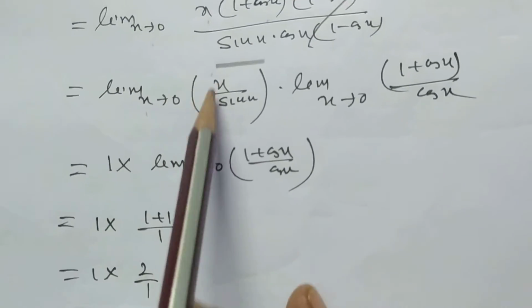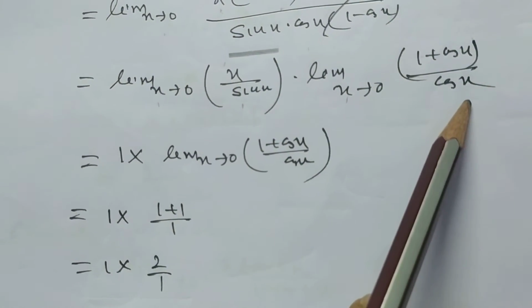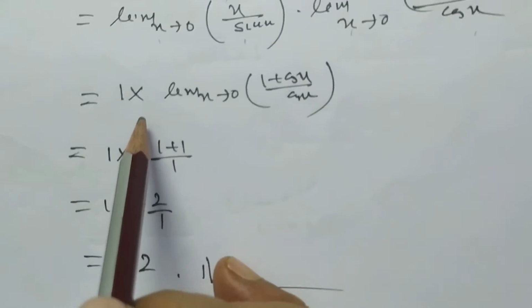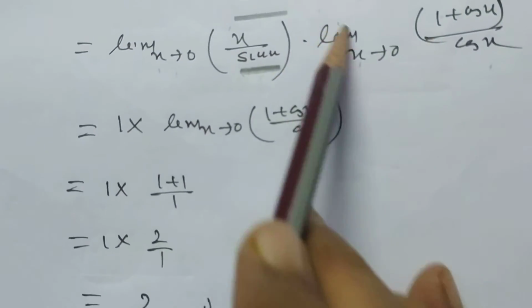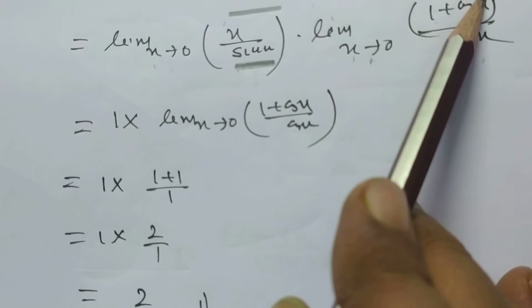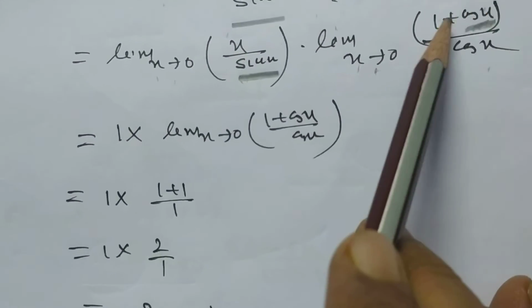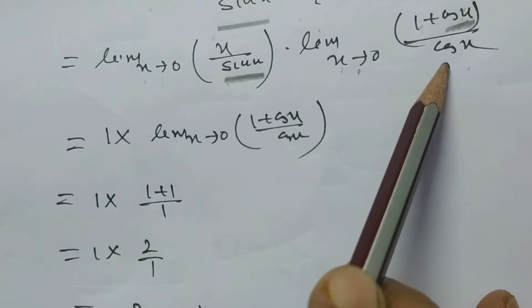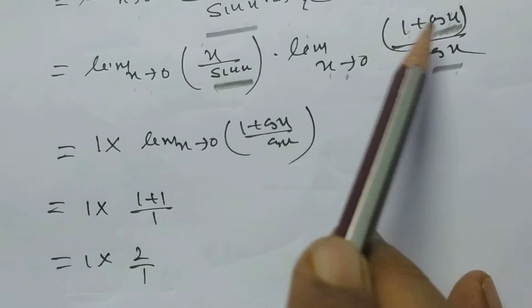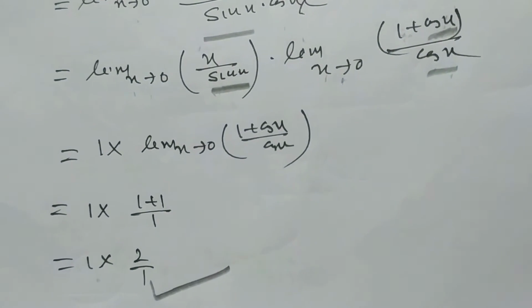Limit x tends to 0, x by sin x. Limit x tends to 0, 1 plus cos x by cos x. So, my dear student, the value of limit x tends to 0, x by sin x is 1. And the value of limit x tends to 0, 1 plus cos x is, the limit x tends to 0, cos x is equal to 1. That is 1 plus 1, 2. Limit x tends to 0, cos x is equal to 1. So, it will be 1. So, 2 by 1. So, finally, we have 1 into 2 by 1, and that is 2.